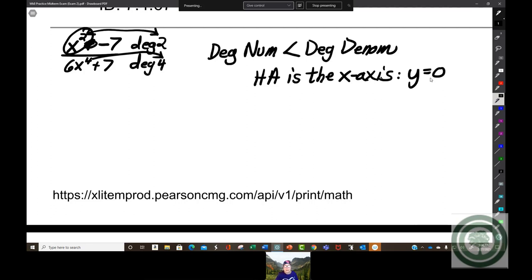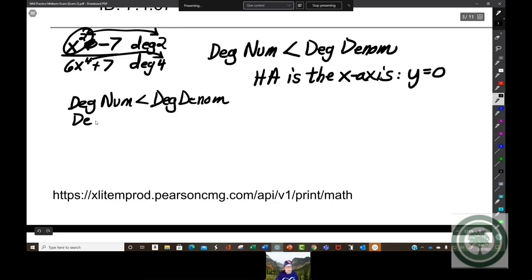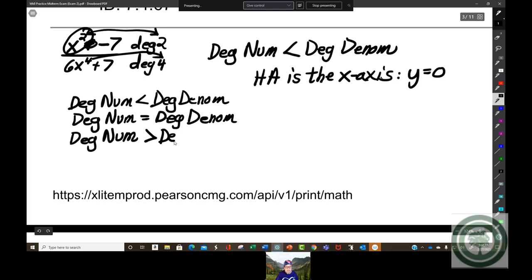So there are only 3 rules. Okay, the degree of the numerator is less than the degree of the denominator. The degree of the numerator equals the degree of the denominator, and the degree of the numerator is greater than the degree of the denominator.